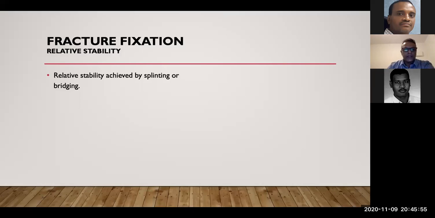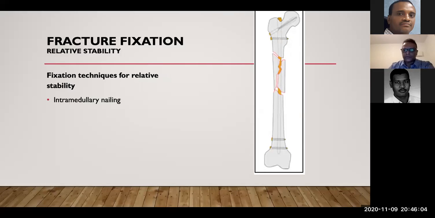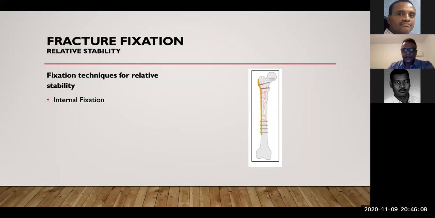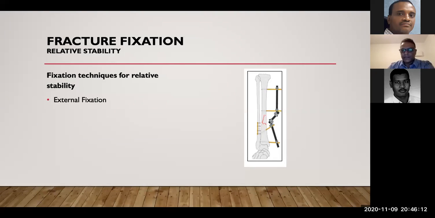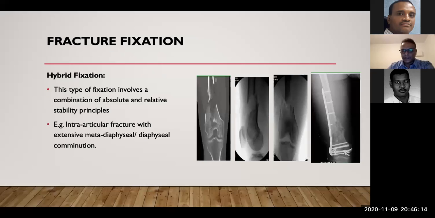So in this type, we have relative stability, and this can be achieved by either splinting or bridging. An example for this is intramedullary nailing, or internal fixation by plating, or external fixation. Sometimes we use a hybrid fixation, which is a combination of the two types of fixation.